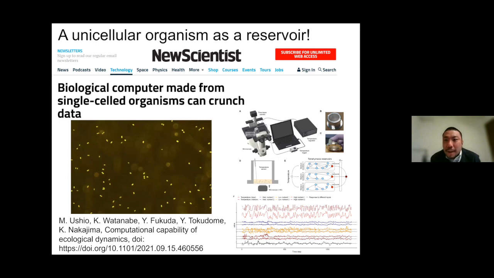Yeah, and recently we showed that a real single-celled organism can also be used as a computational resource, as a reservoir. In this case also, we checked that this system shows some common signal-induced synchronization. And the first author, Ushio-san, is an ecologist. He can deal with this real biological system. He made this kind of system and demonstrated that this organism called Tetrahymena can be used as a physical reservoir.